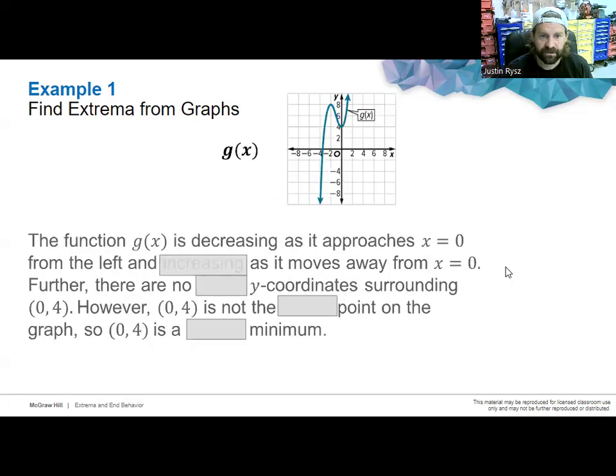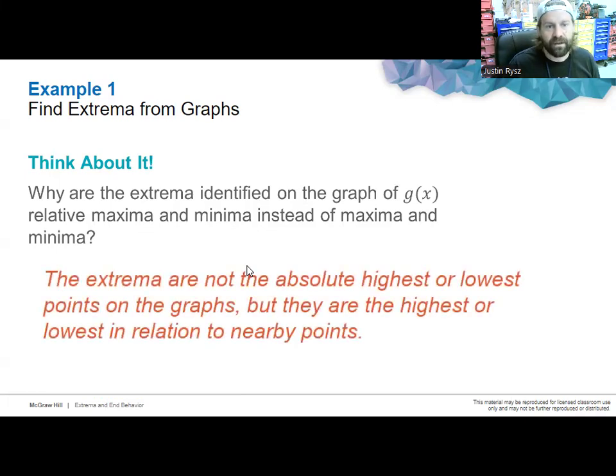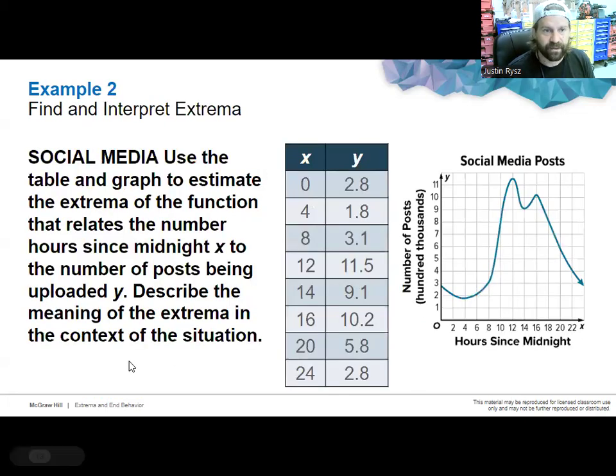Okay, so let's try to think about it outside the box. So why are extrema identified in a graph of g of x relative, maximum, and minimum instead of the absolute? Okay, because they are not the absolute highest points. If we went further points on the ends, we'd find points that have bigger or lower y values.